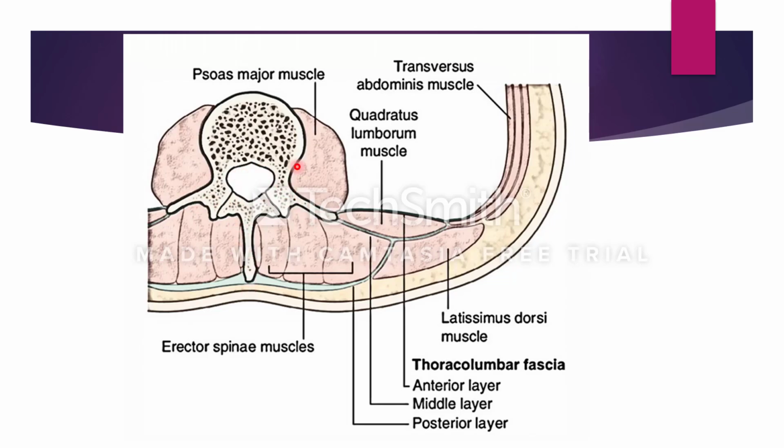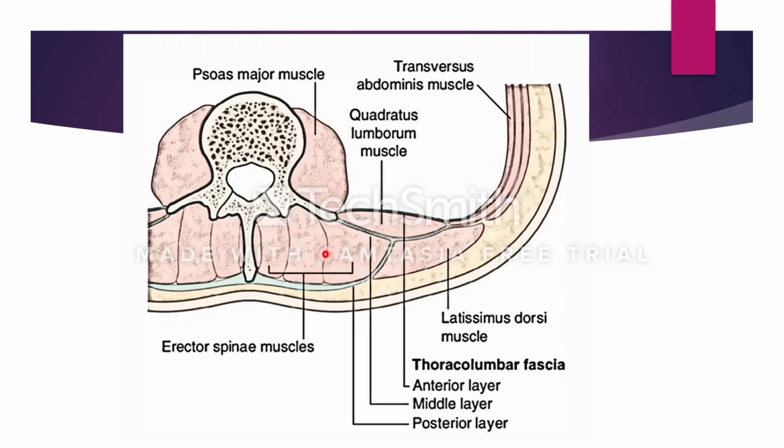Now what are the muscles which are attached to the lumbar vertebra? Number one is the psoas major muscle. Number two is the quadratus lumborum muscle. This is the quadratus lumborum. Number three is the erector spinae muscle. When we remove the erector spinae, deep to it there will be the multifidus muscle. Then here you can see the transversus abdominis muscle and the latissimus dorsi. Above the erector spinae and the quadratus lumborum there is the latissimus dorsi muscle. On the psoas major muscle there will be the psoas fascia.